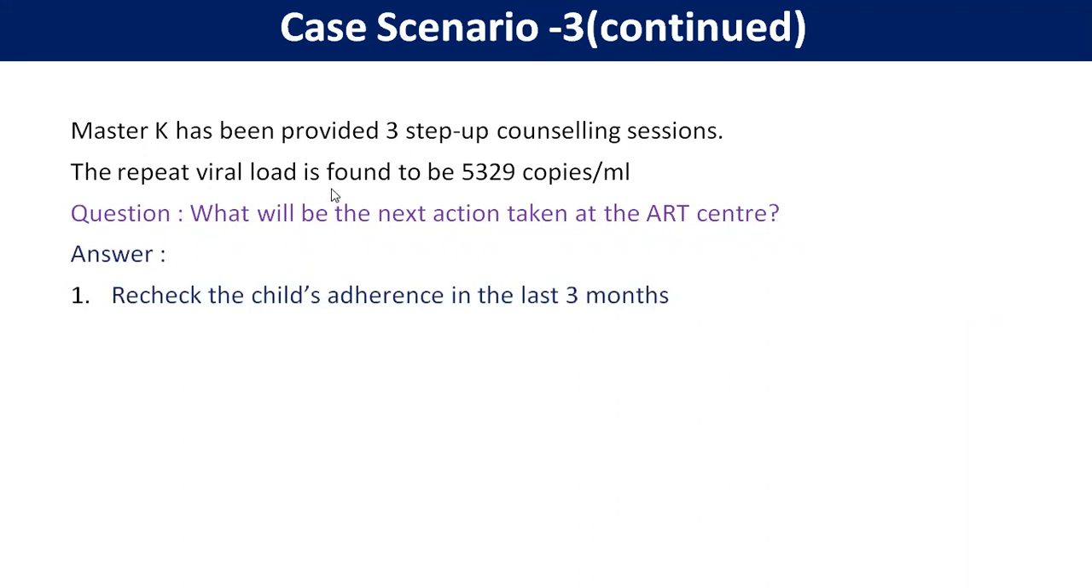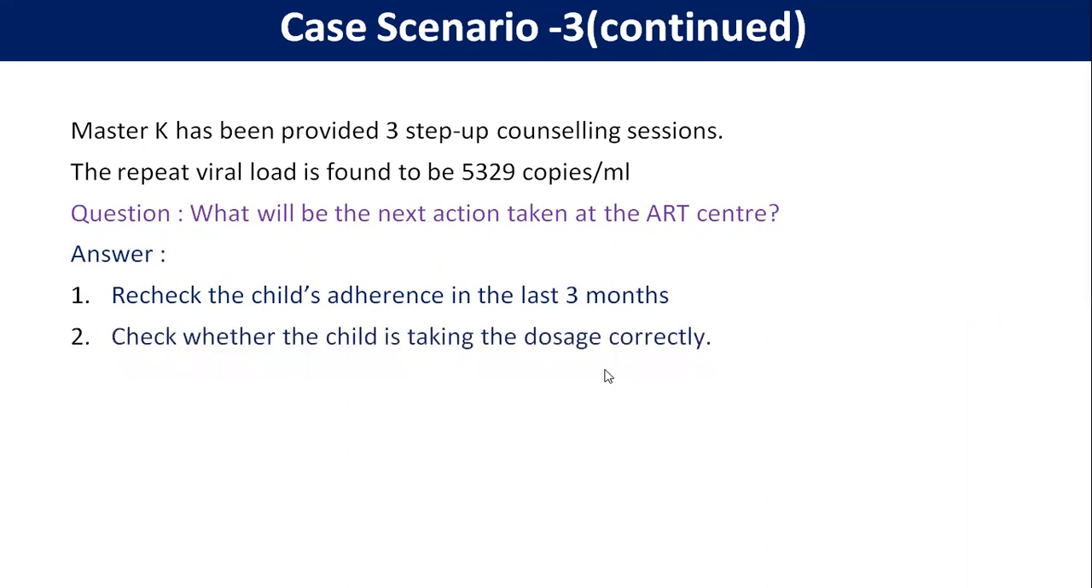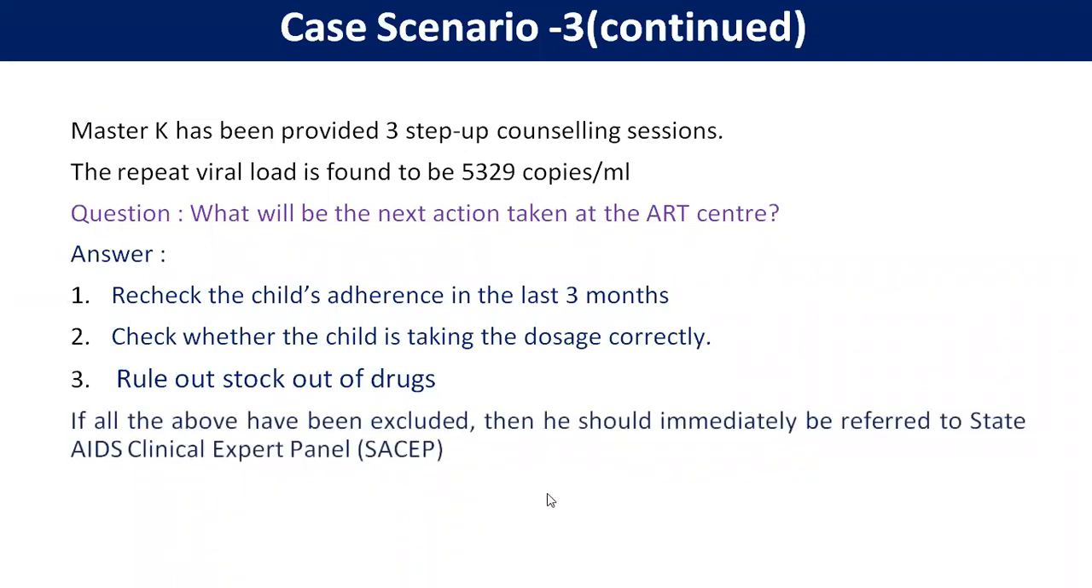So, as you have done already 3 sessions for the adherence counseling, check whether it is successful or not, check whether the child is taking doses correctly or not. These things we are repeating every time. When all have been excluded, then think of referring for this assay, because you are thinking the baby may be in first line or second line failure.